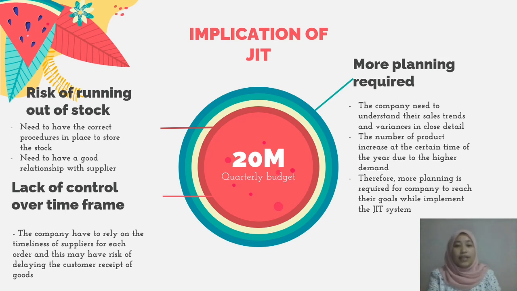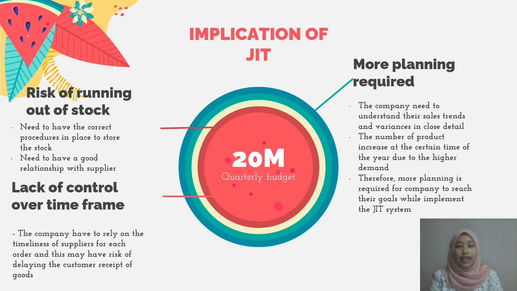The second implication is lack of control over the time frame. As stated on the slide, the company has to rely on the timeliness of suppliers for each order, and this may risk delaying the customer's receipt of goods, because if you don't meet the customer's expectations, it will have a huge impact on your own business.